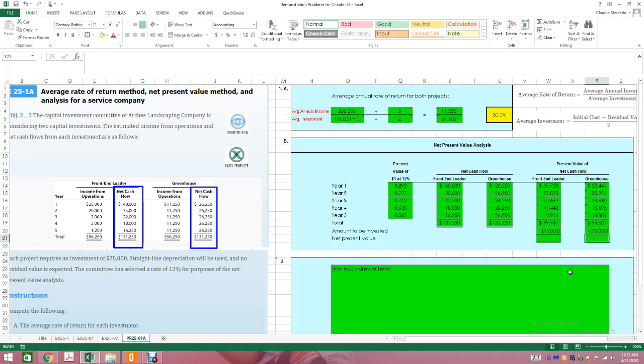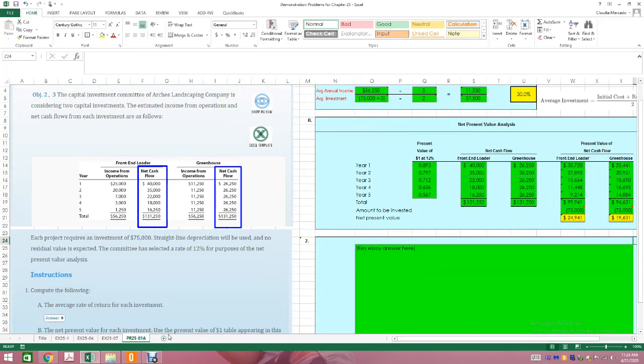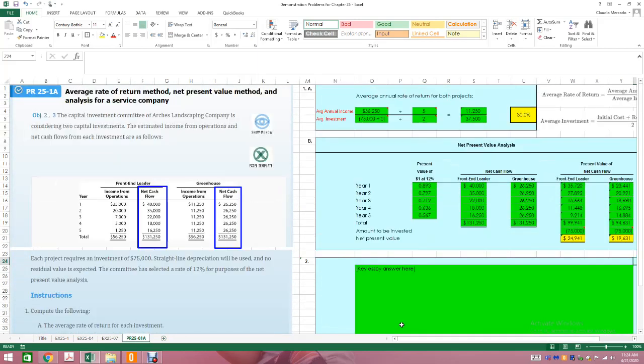Okay? Now I can calculate my net present value. Okay? And that is going to be your total minus your amount invested. That gives me my net present value for my front end loader is $24,941. The net present value of my greenhouse is $19,631. Okay? That is what requirement B was asking. Calculate the net present value for each investment. Okay? These are my net present values for each of my investments.